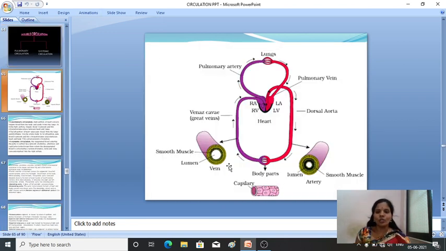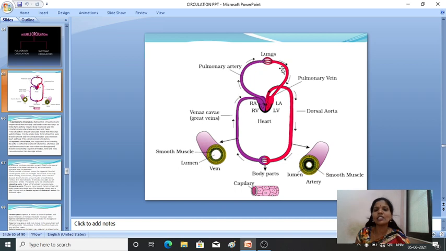Okay, so here you can see that the right portion of the heart carries the impure blood. From the superior vena cava, the impure blood enters the right auricle. From the right auricle, it is carried to the right ventricle. From the right ventricle, it is carried through the pulmonary arteries to the lungs for purification.